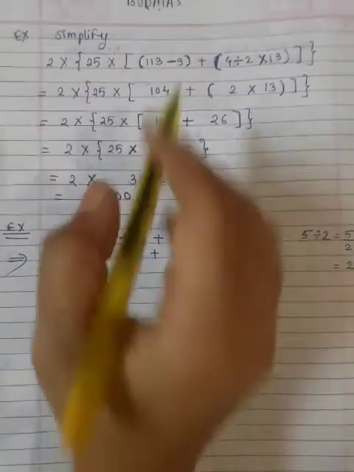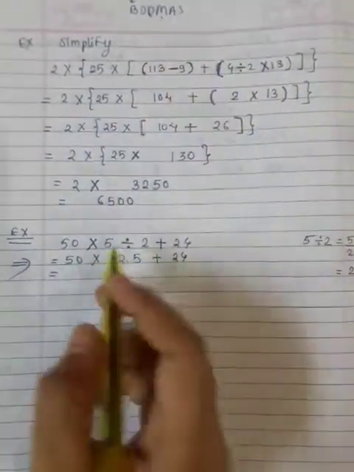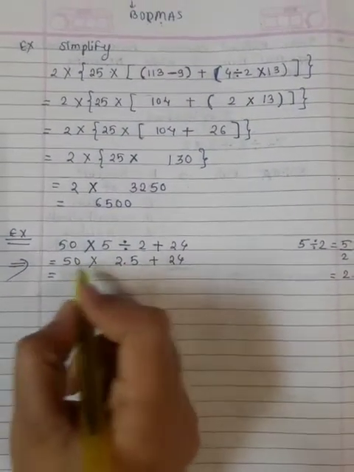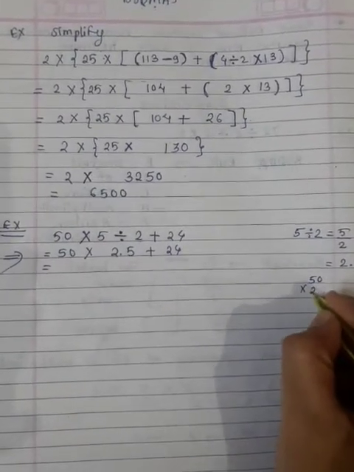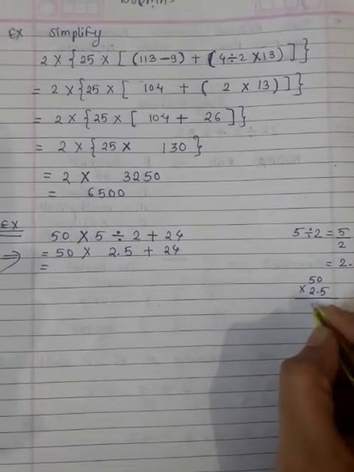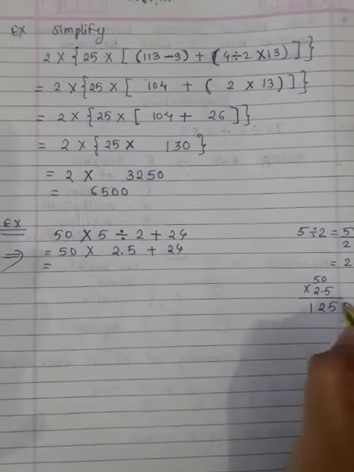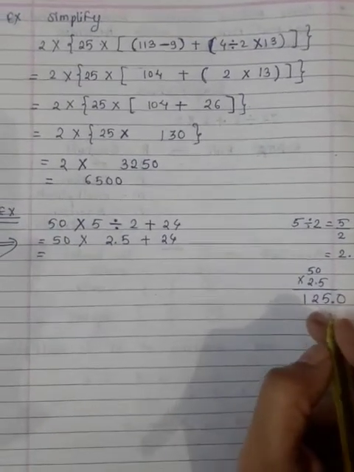Okay, now after division we do multiplications. Now there is multiplication between these two numbers, 50 and 2.5. So when we multiply 50 by 2.5 we get 125.